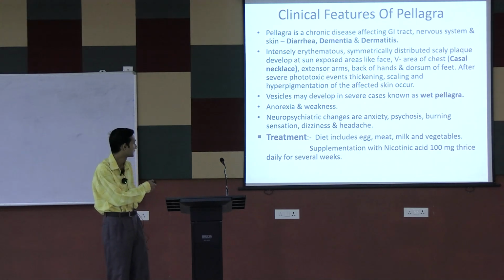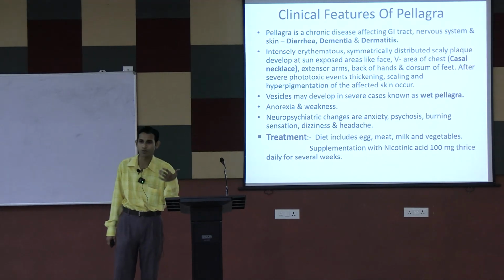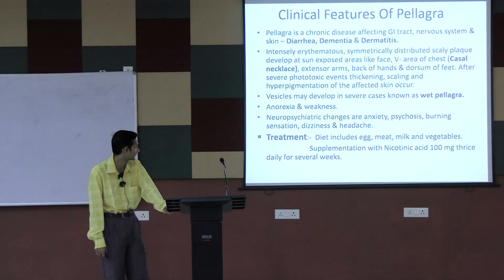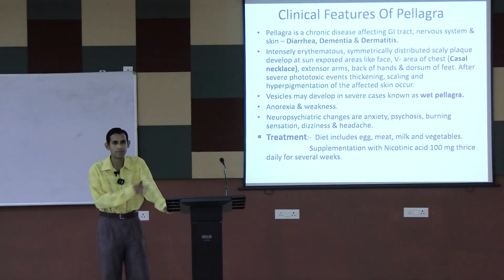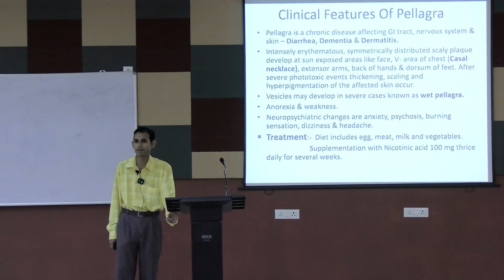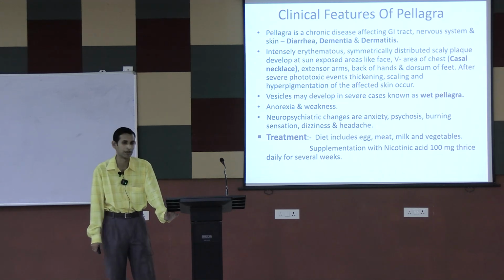Casal's necklace, extensor aspect of the arm, back of the hand and dorsum of the feet. Due to severe and recurrent bouts of phototoxic reaction, there is scaling, thickening and hyperpigmentation of the skin, producing the coppery or mahogany color. Sometimes vesicles may develop in the intense reaction, which is known as wet pellagra.